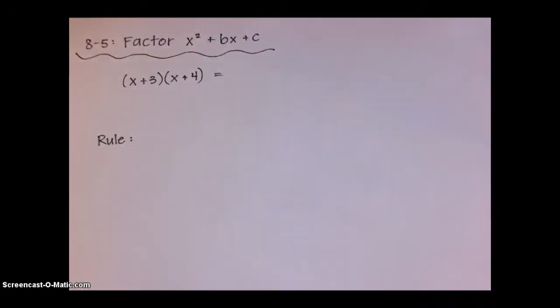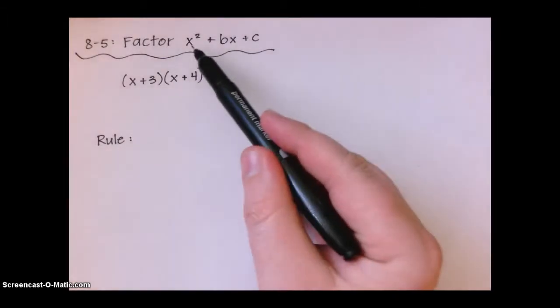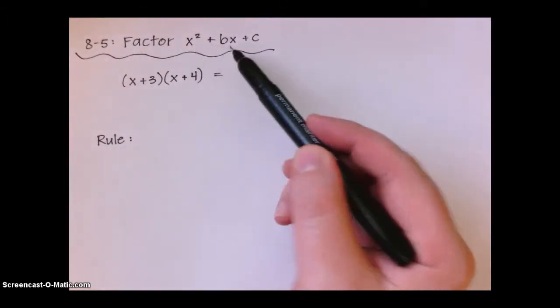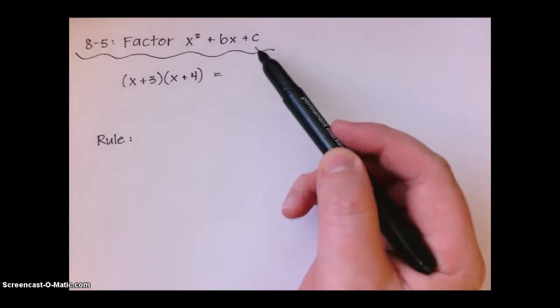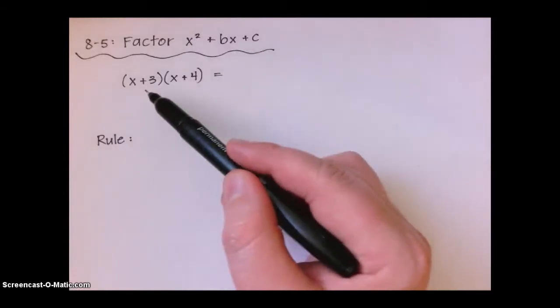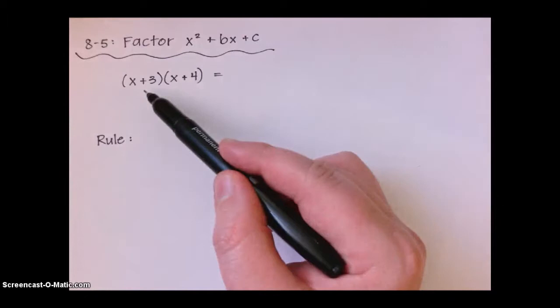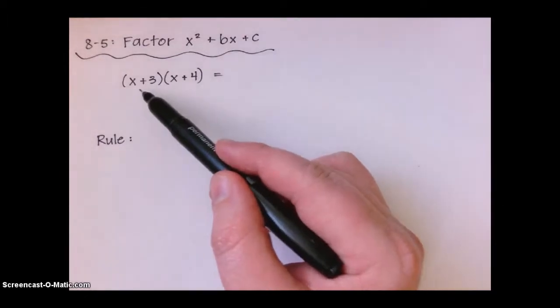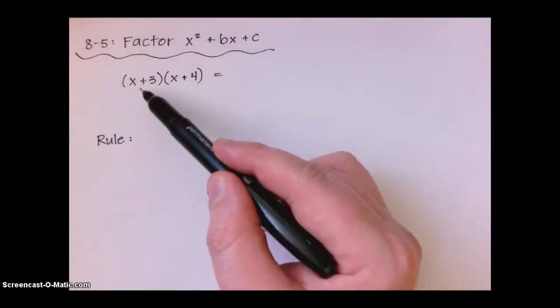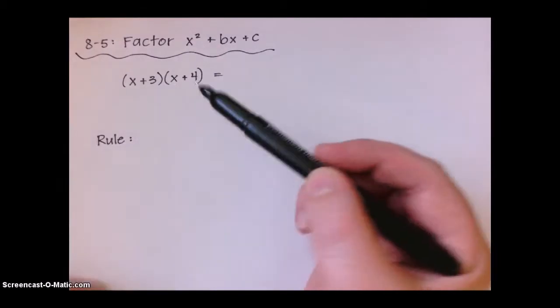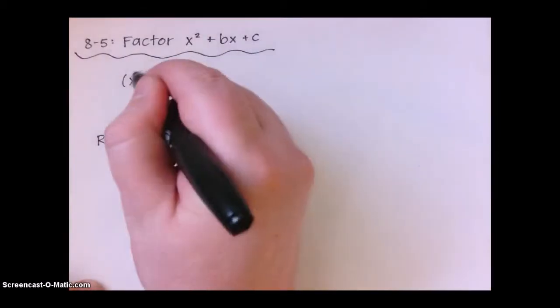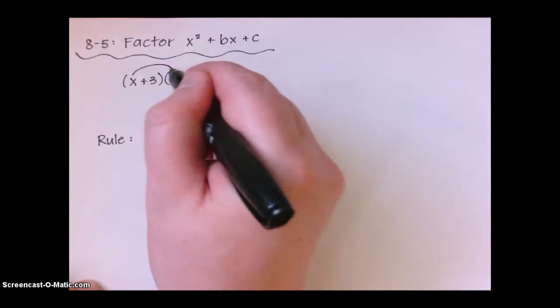Hello class, lesson 8-5 in your book is all about learning how to factor any polynomial of the form x squared plus bx plus c. And to do that we need to start back with something that we know. We knew how to solve a polynomial that looked like x plus 3 times x plus 4, where it was two groupings. And we could actually work this out by using FOIL.